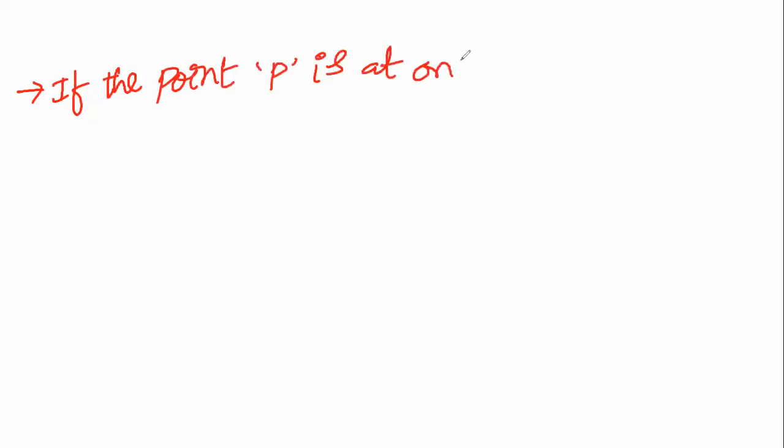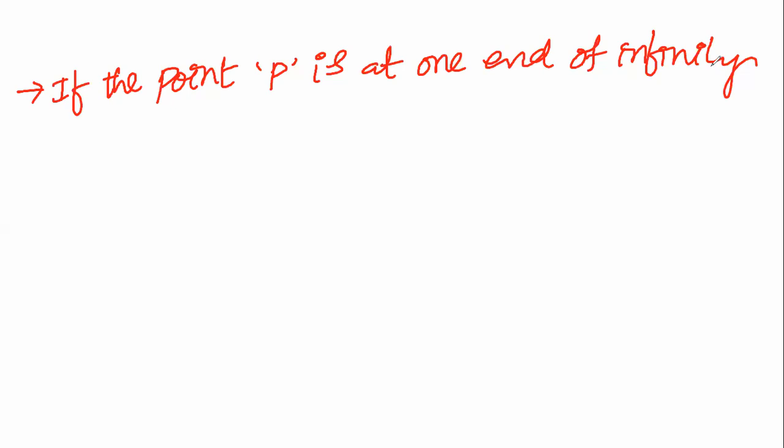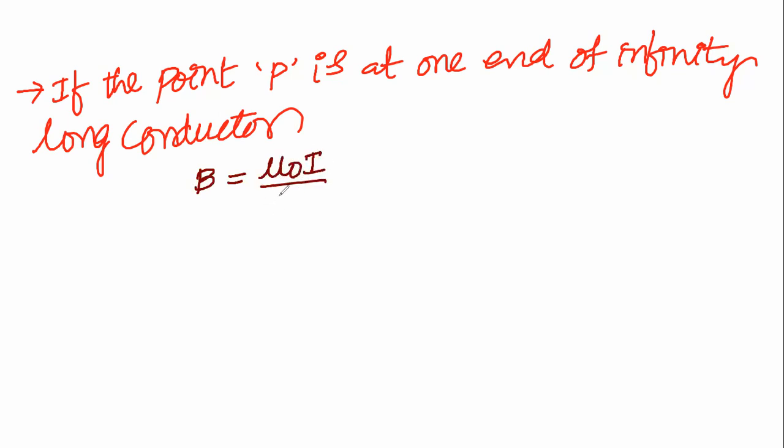If the point P is at one end of an infinite long straight conductor, then B is equal to mu naught I divided by 4 pi r.